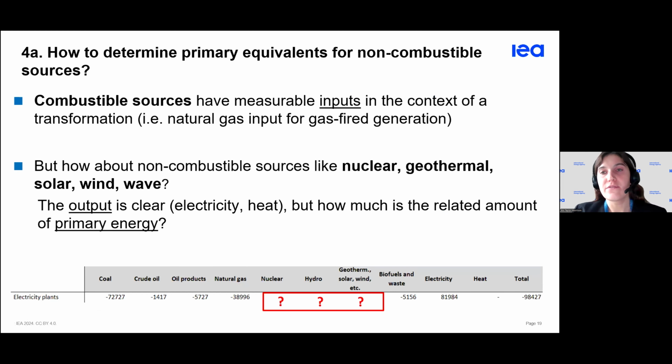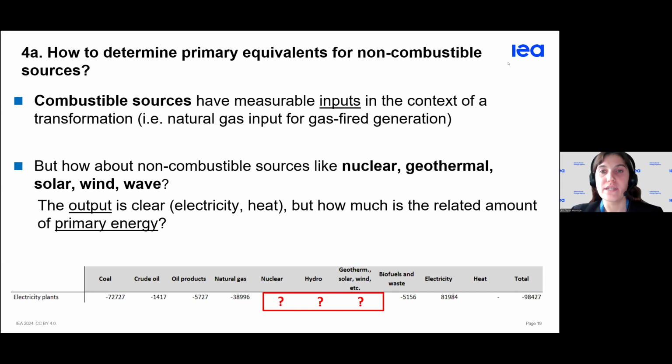So next, this is a very key methodological point for energy balances. How do we determine primary equivalents for non-combustible sources? Combustible sources have measurable inputs in the context of transformation. For instance, if we have natural gas being transformed to electricity, we can measure the electricity output from that plant, and we can also measure the natural gas input to that plant. So we have two measured values, and it's easy to represent this in our energy balance in the electricity plant input and output.